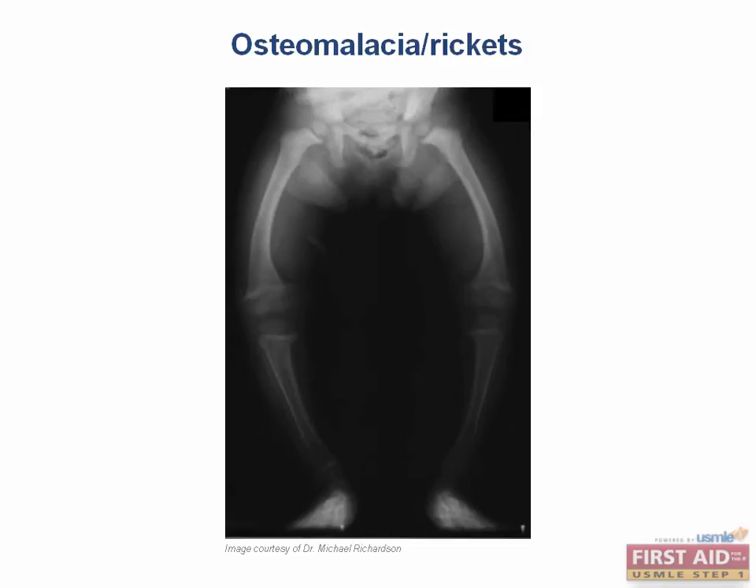Osteomalacia is a disease wherein bone is not mineralized appropriately. Basically, this results in bones being softer than they should be, with characteristic bowing of the long bones. Osteomalacia is due to a deficiency in vitamin D.